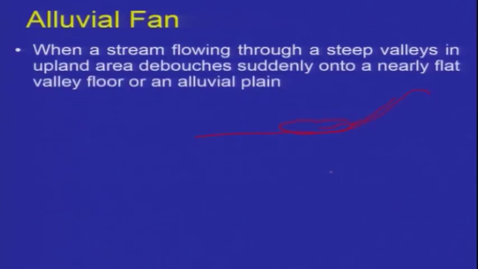So, if you look at it in plan view, this is the hilly terrain, and at the base of this you will find a fan shape structure which is termed an alluvial fan. And here you will see the channels which are mostly braided. And why this is important, we will discuss in next slides. So, alluvial fans are seen at the base of the steep slopes.